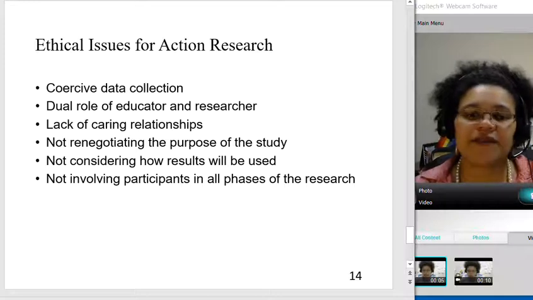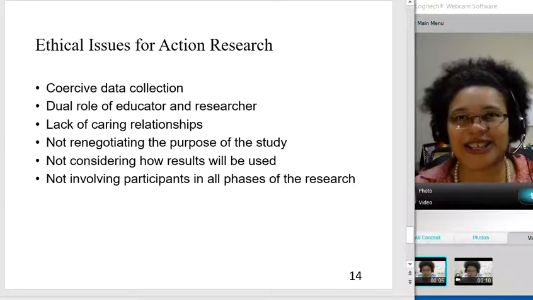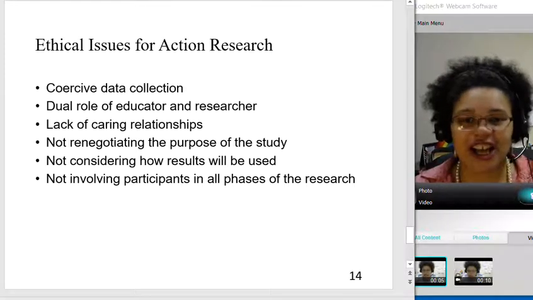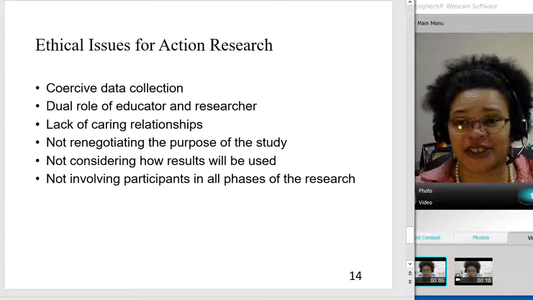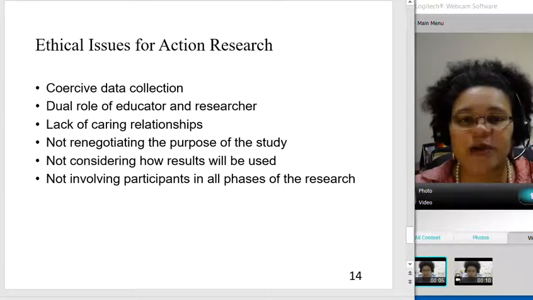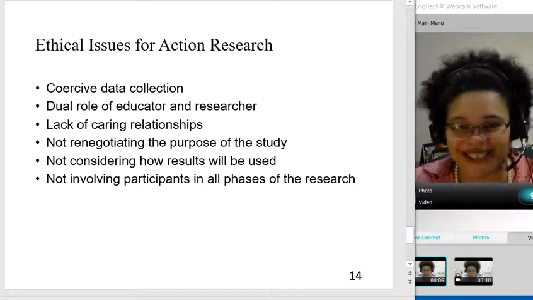And finally, not involving participants in all phases of the research. In action research, there's a history where the researcher may decide what they're going to research, decide what the research questions are, and decide how they're going to find them out. And then somewhere far down the line, they involve the participants, and the participants don't really have a say in what the process is. That can be a problem, particularly if we're trying to not be oppressive.